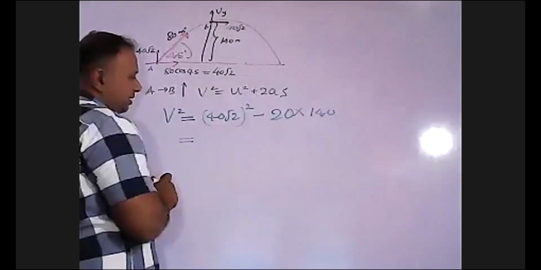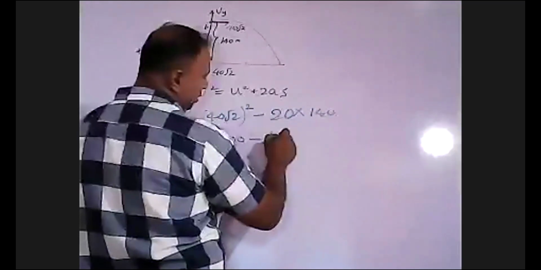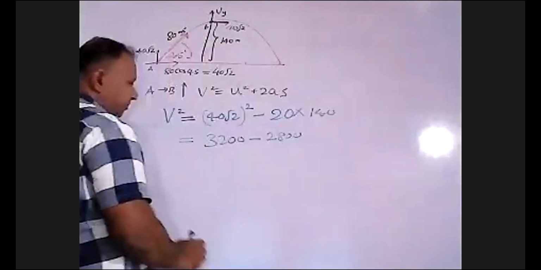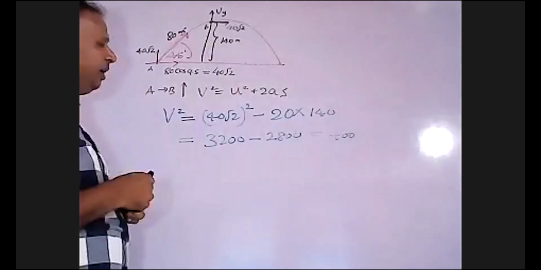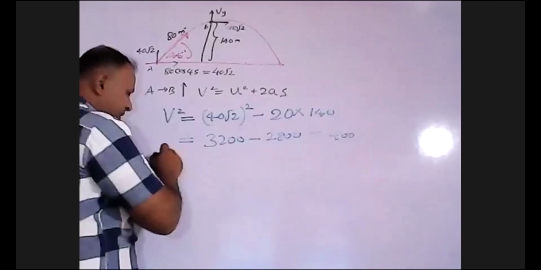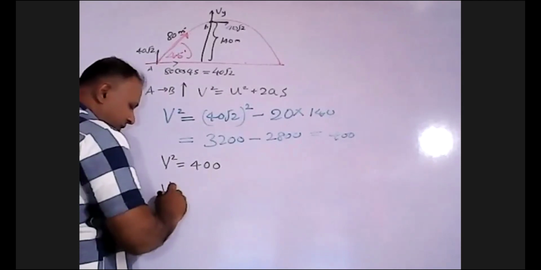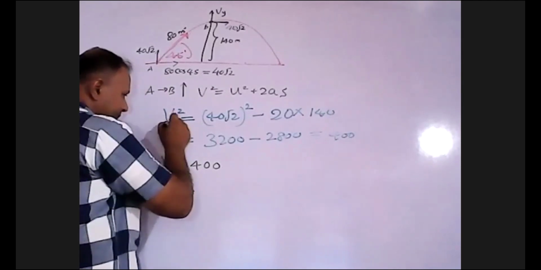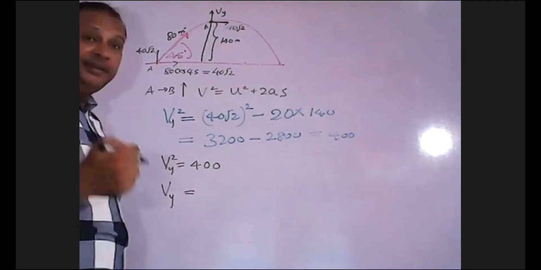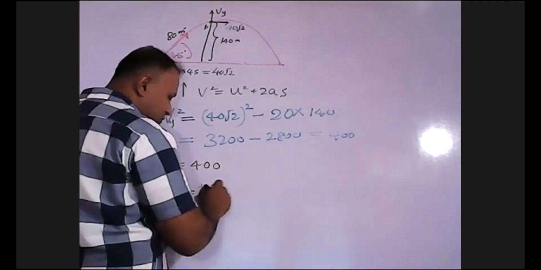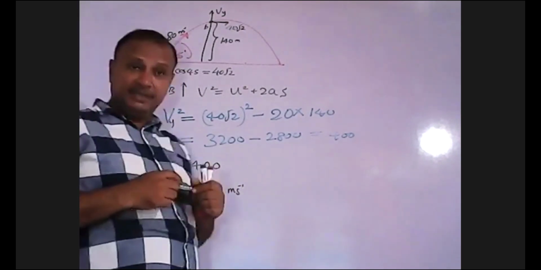That means 400. V square is equal 400. Therefore, now tell me what is the value of Vy? No, wrong. It is equal to plus or minus 20 ms minus 1. It can be either plus or minus 20 ms minus 1.